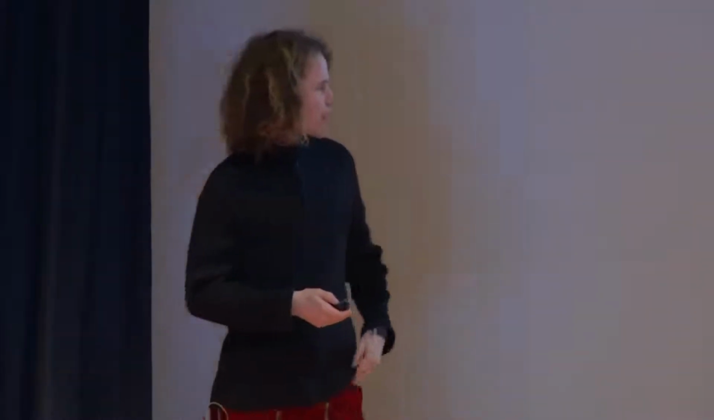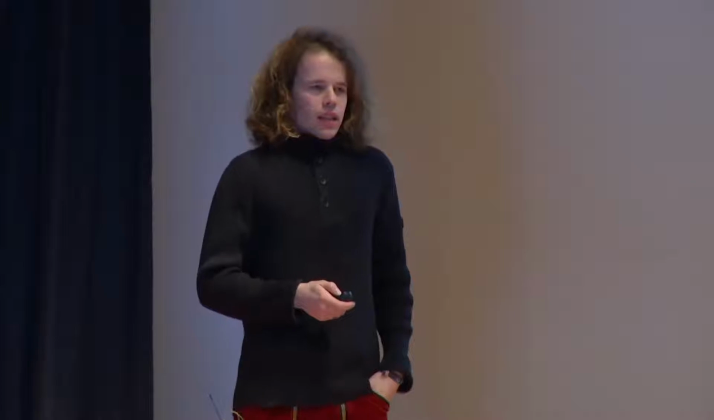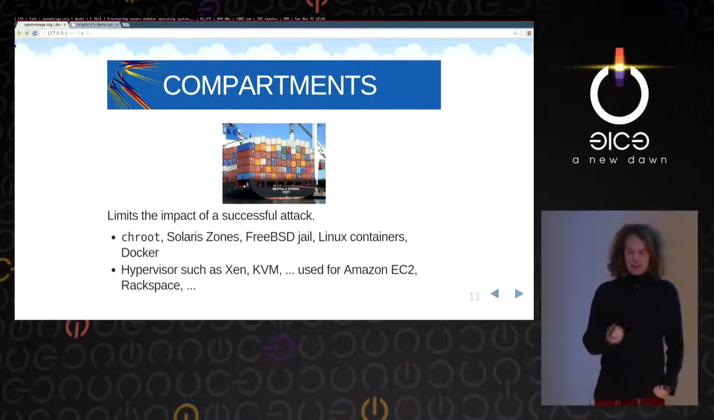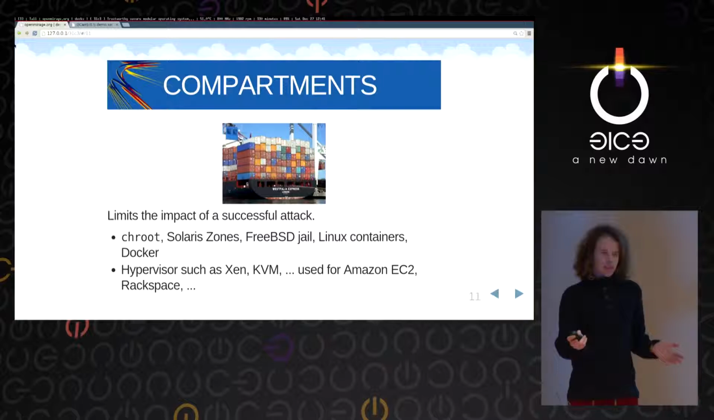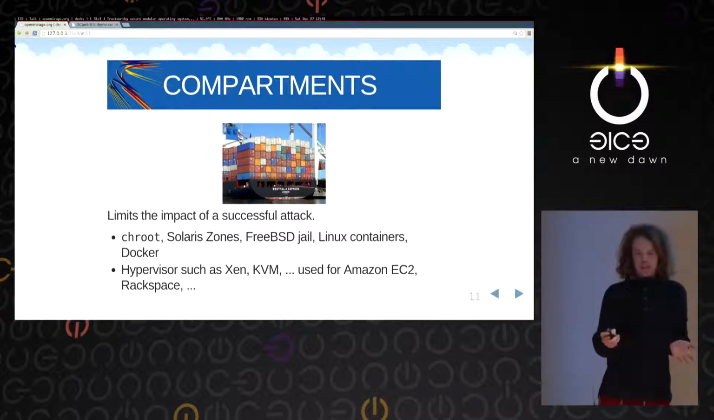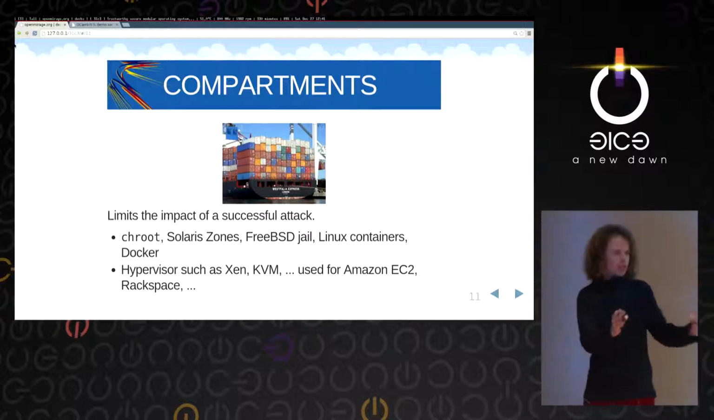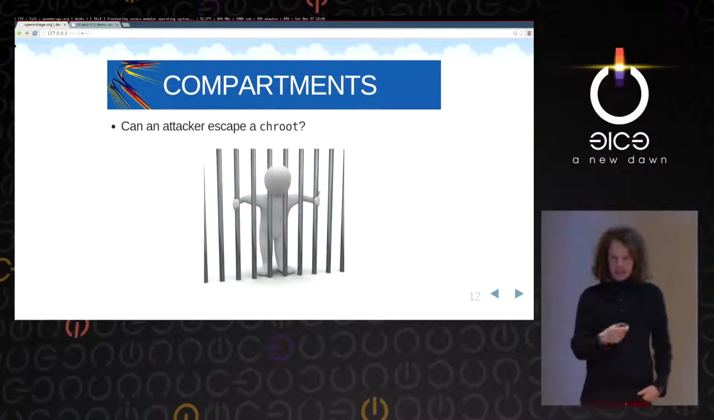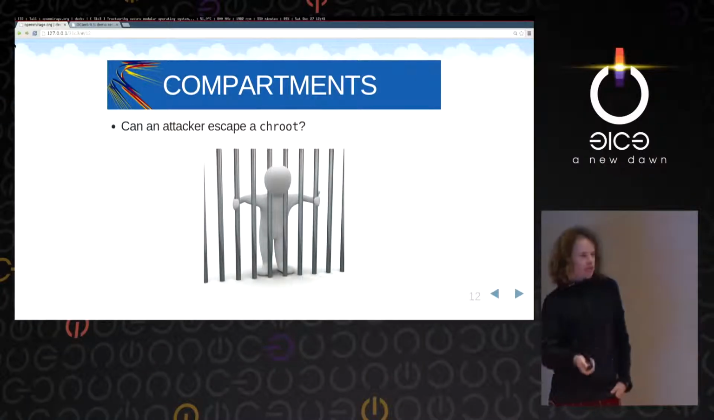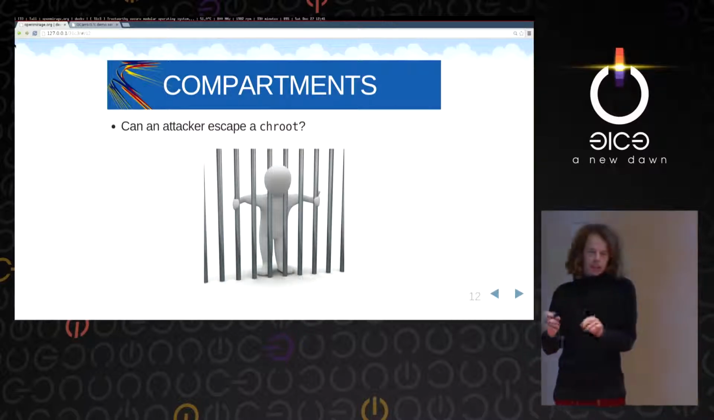And hypervisors such as Xen are used around the world in this cloud thingy. For example, at Amazon EC2 and Rackspace and so on. So compartments is a really nice approach to limit the impact of an attack. But it doesn't really reduce your trusted computing base, apart from that you separate the services apart. Also, the crucial question is, can an attacker escape from a change root or a jail or a hypervisor? So it's part of the trusted computing base, and you actually add a bit more software.